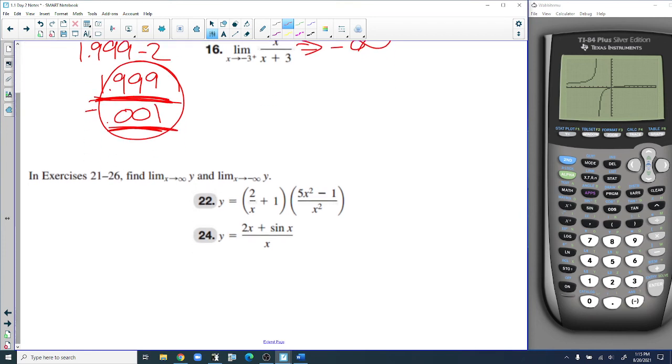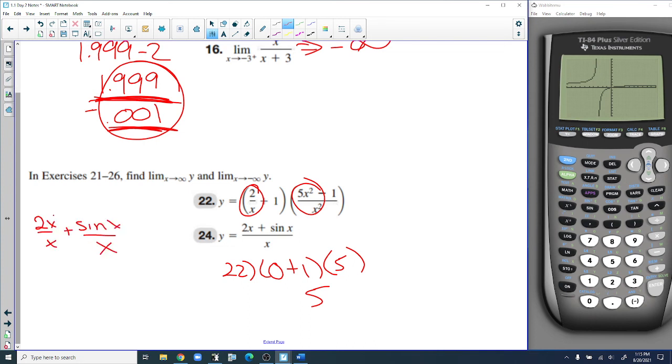Find the limit as x approaches infinity and negative infinity. Well, it doesn't matter on this one, and that's going to be 0. So 22, 0 plus 1, and since the powers are the same, that's going to go to 5 on both sides. So both answers are 5. For number 24, we have 2x over x plus sine of x over x. Those cancel out, so it's 2 plus 0 when you do the limit. So 2 is the answer.